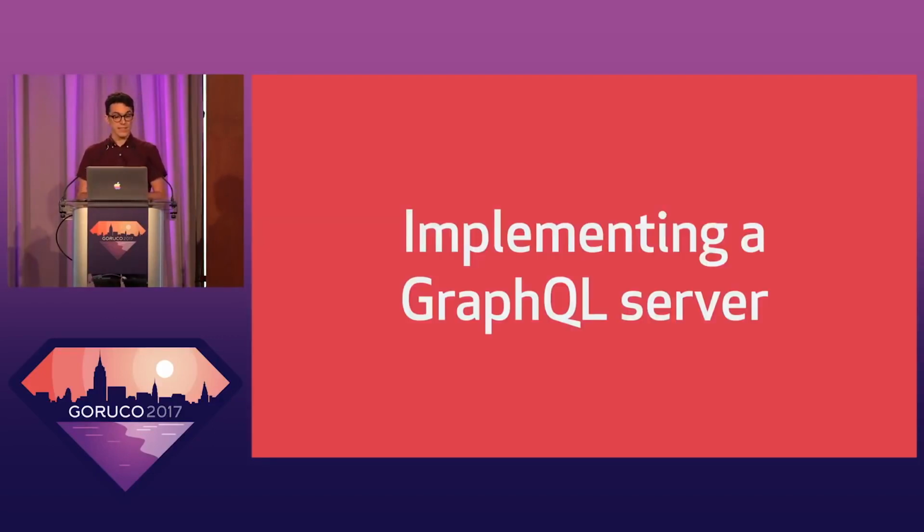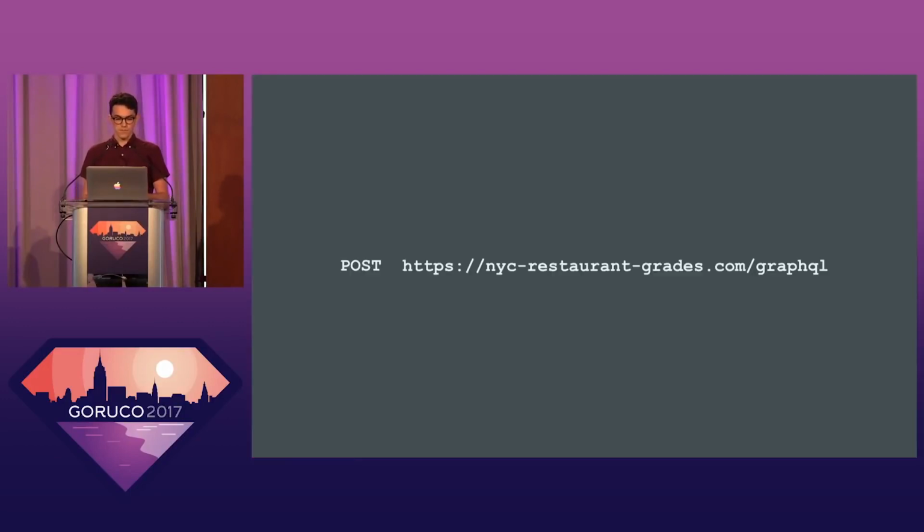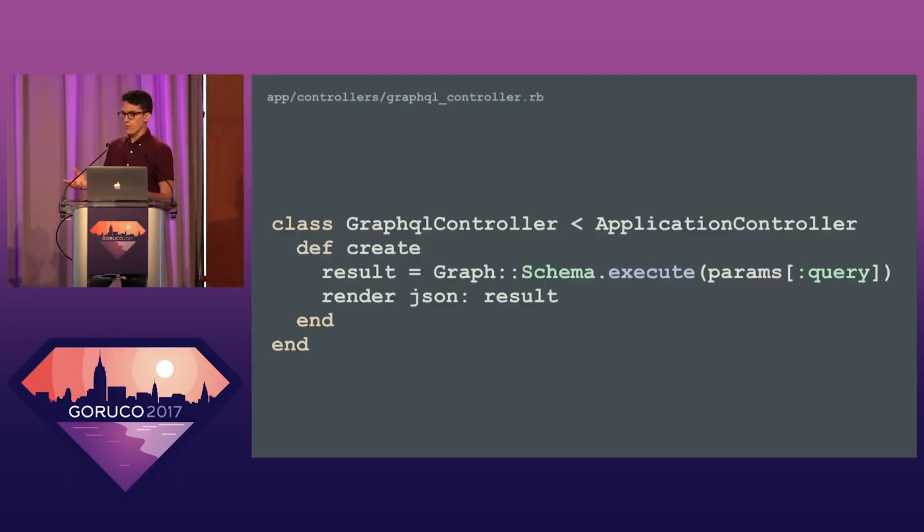So let's talk about what it takes to implement a GraphQL server. The NYC Restaurant Grades website is just a Rails app. When we send a request to /GraphQL, we end up at a pretty regular looking controller. This controller starts by taking the query out of the params, it's just a plain old string, and it passes it to our schema to be executed. Once we get a result from the schema, we render it as JSON and serve that back up to the client that requested it. But in order to do all of this, we need a GraphQL implementation. We need the GraphQL schema.execute part.